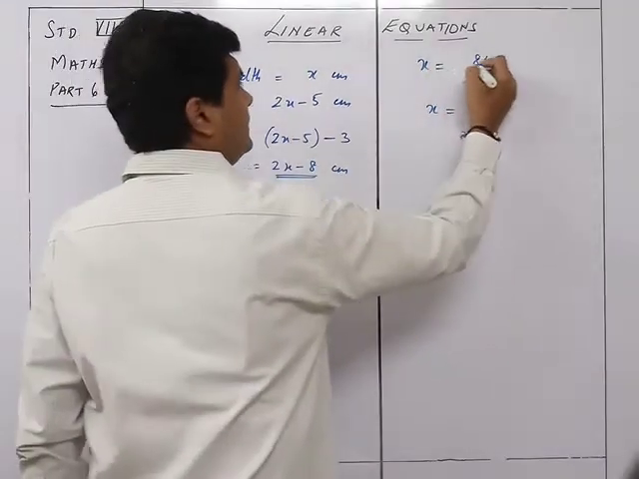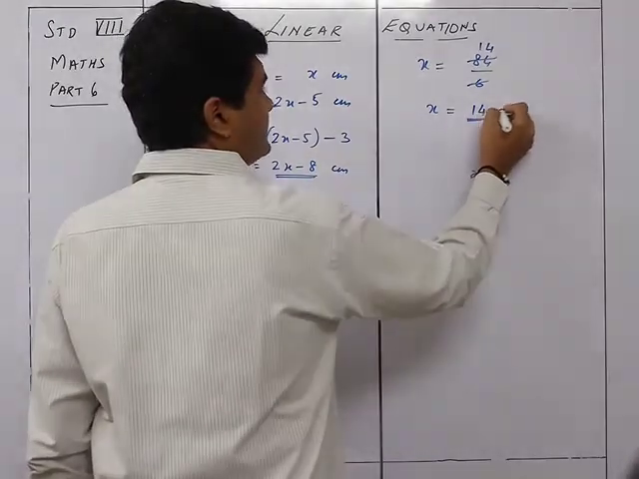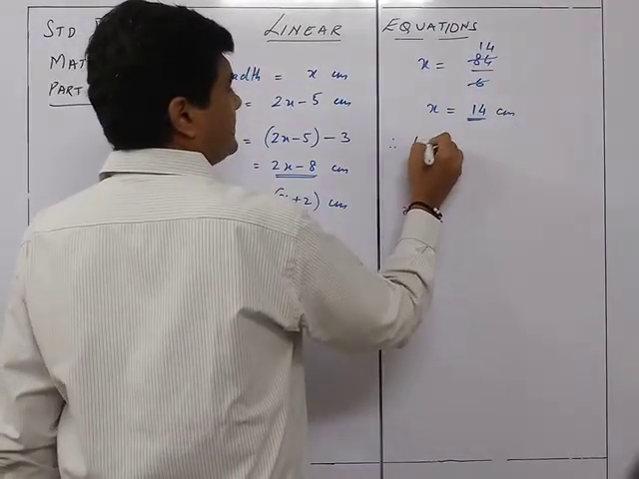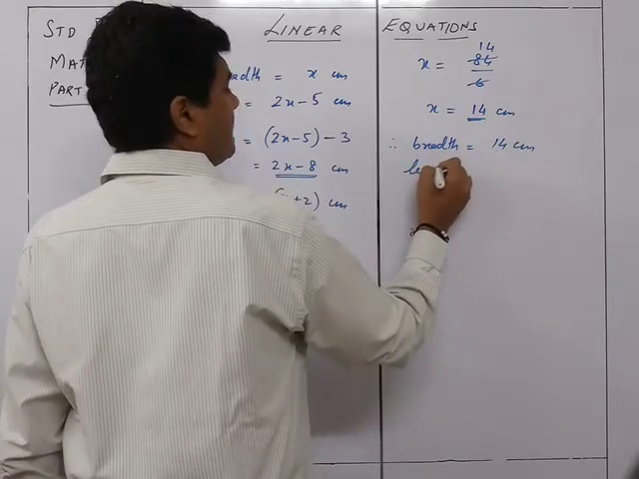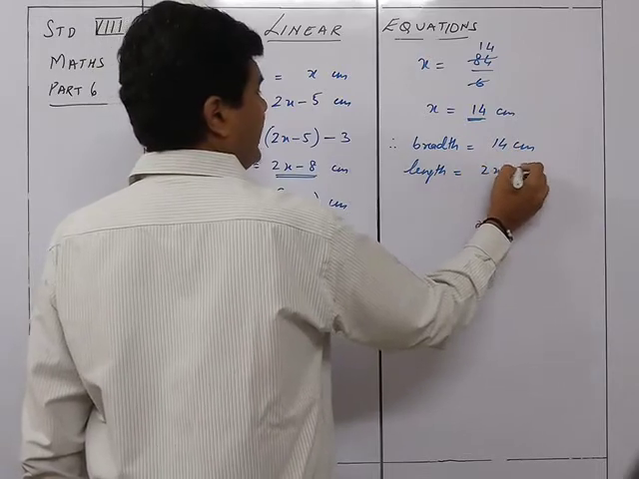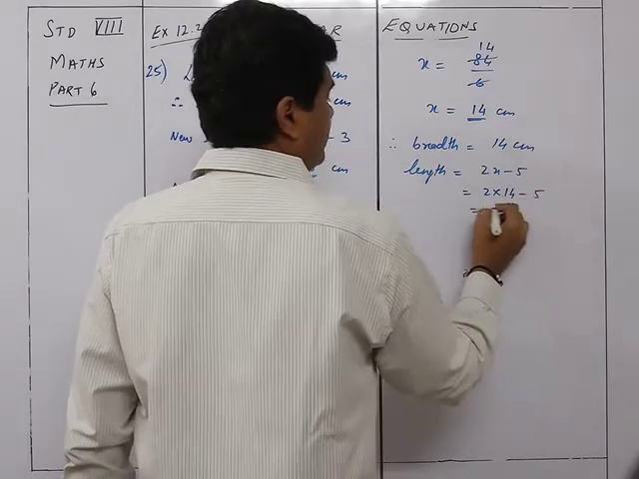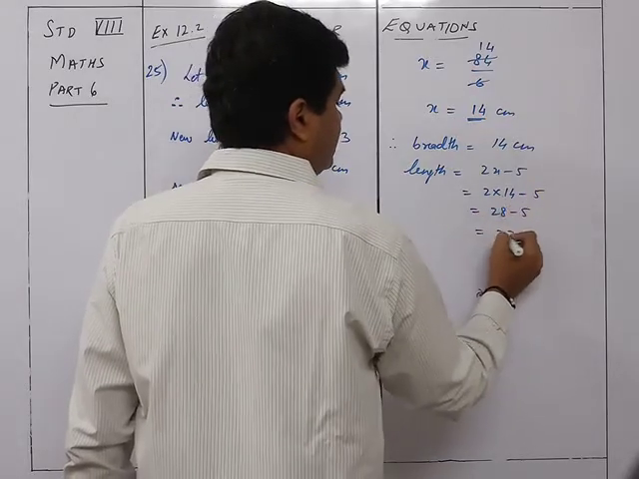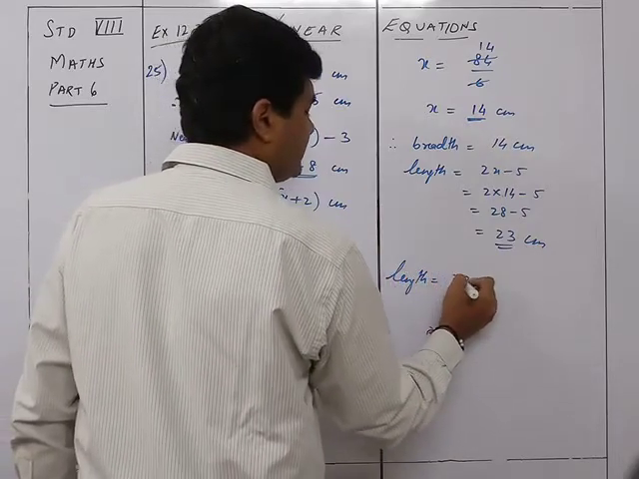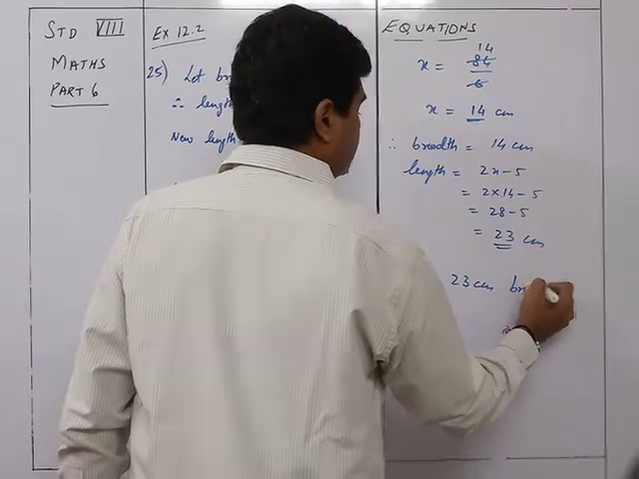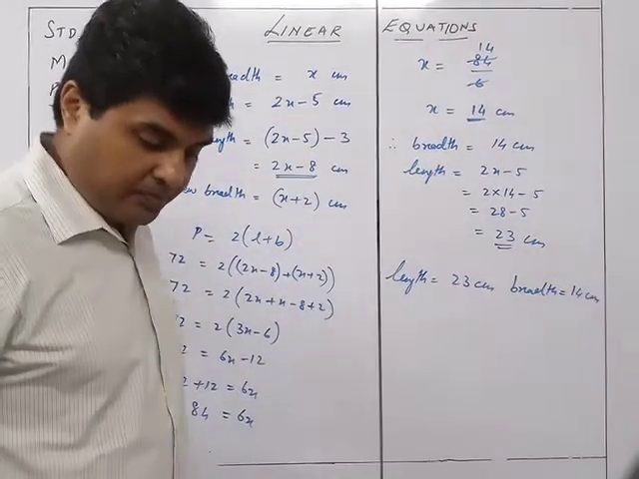Cancelling over here, that will be 14 centimeters. So therefore breadth is equal to 14 centimeters and length is equal to 2x minus 5, which is 2 into 14 minus 5, which is 28 minus 5, which is 23 centimeters. So length is equal to 23 centimeters, breadth is equal to 14 centimeters. So that was the sum.